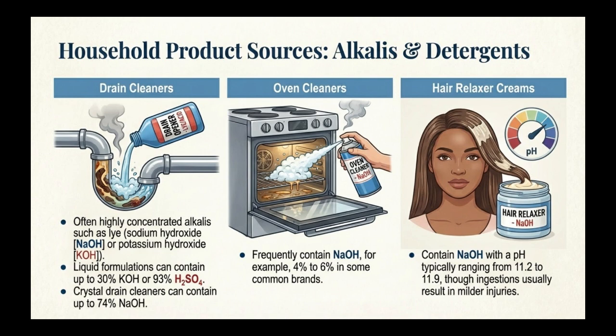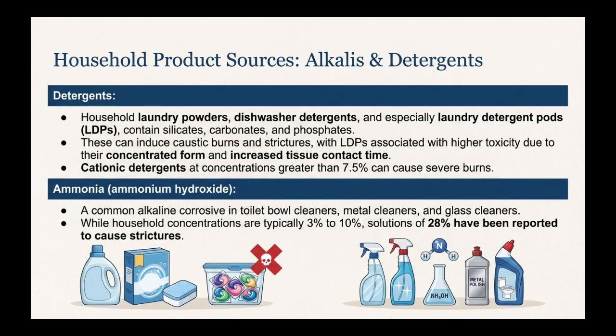Laundry detergent pods are associated with a higher incidence of toxicity due to their concentrated form and increased tissue contact time. Cationic detergents, when present in concentrations greater than 7.5%, can cause severe burns. Toilet bowl cleaners often contain strong acids like hydrochloric acid, with concentrations reaching up to 26%, or phosphoric acid. Rust removers may also contain hydrochloric acid at 10%, hydrofluoric acid at 2.5% to 3%, sodium hydroxide at 50% to 75%, or phosphoric acid at 25% to 30%.